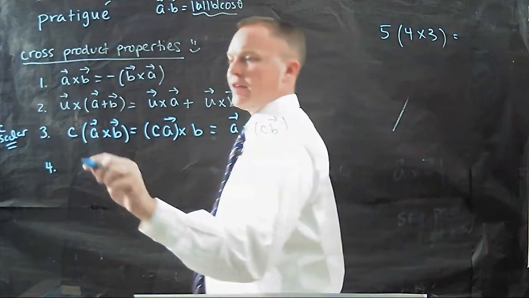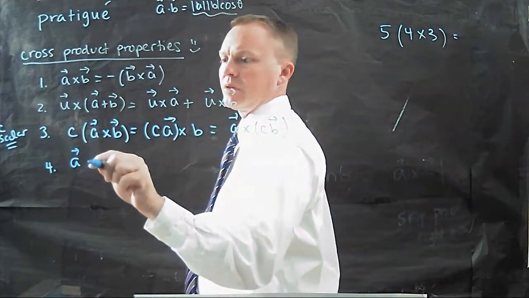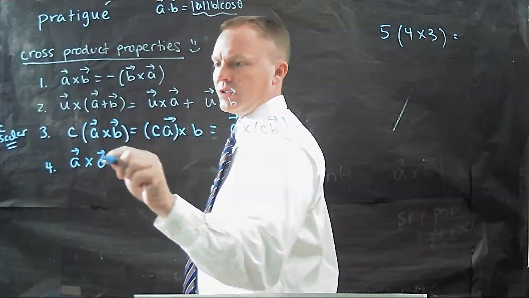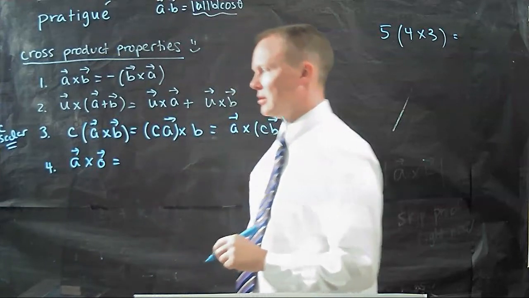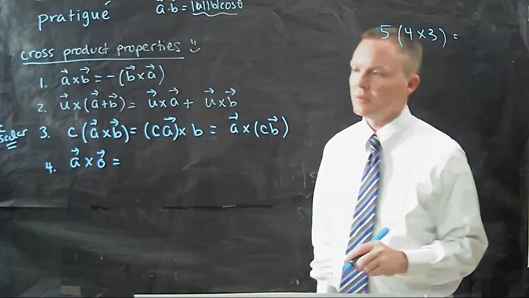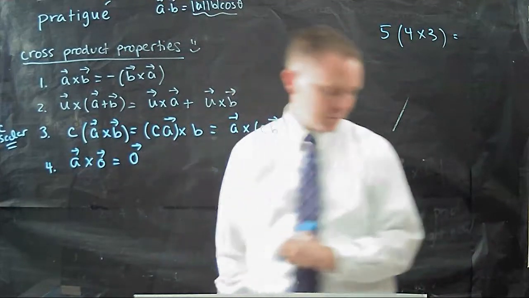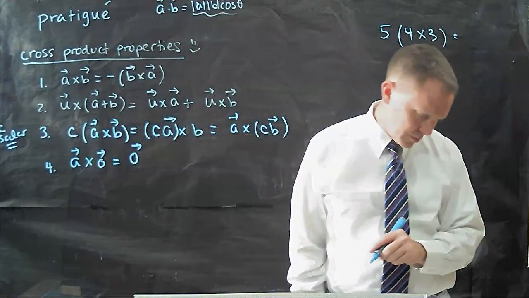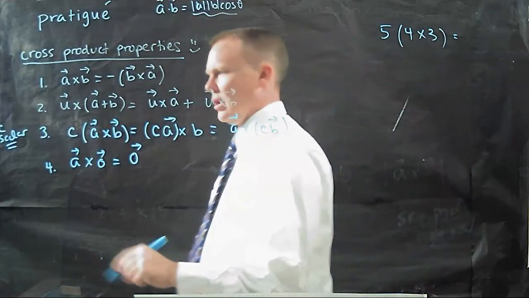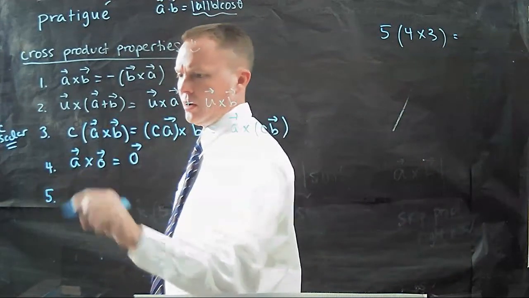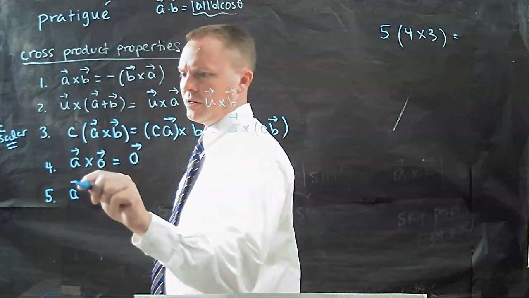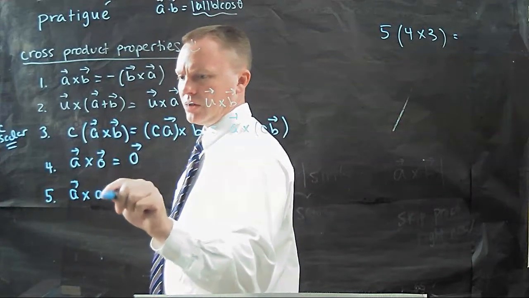What happens if you take a vector A and you cross it with the 0 vector? What are you going to get? You get the 0 vector. Now this one's going to be kind of weird. What happens if you take a vector and you cross it with itself?